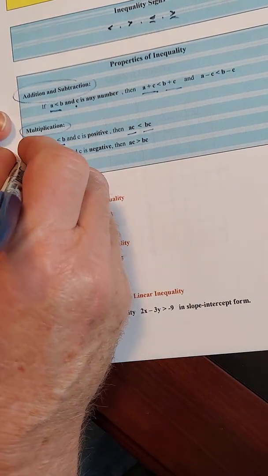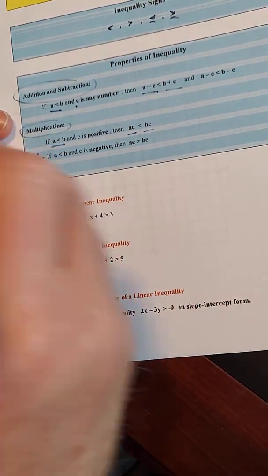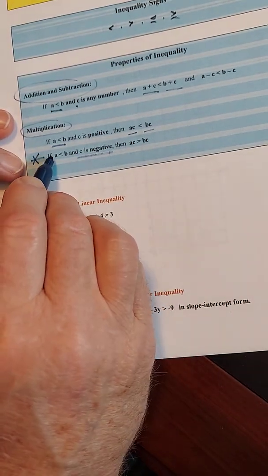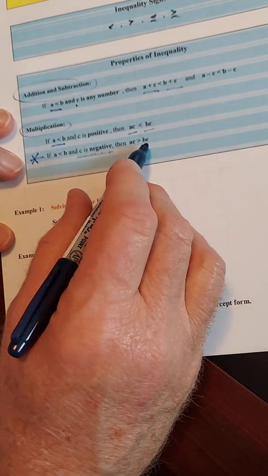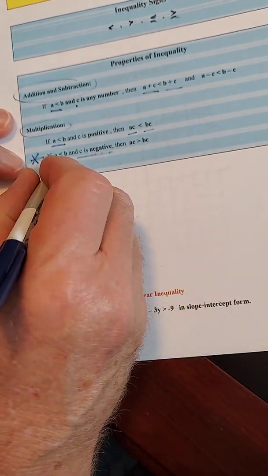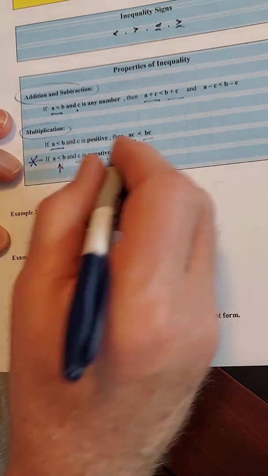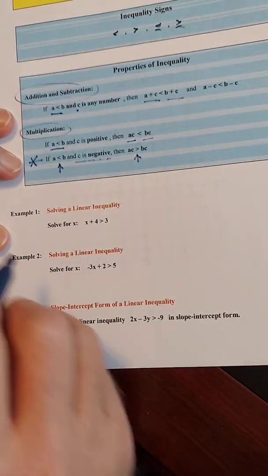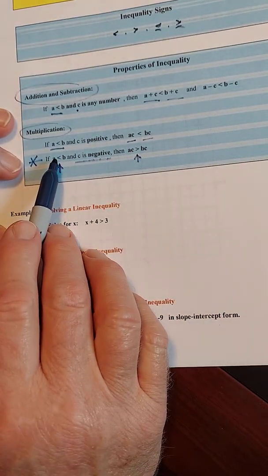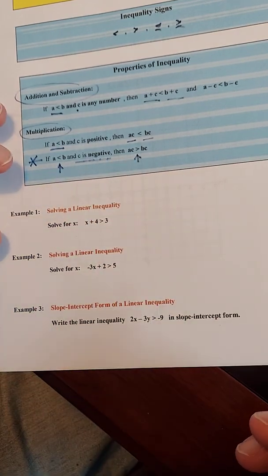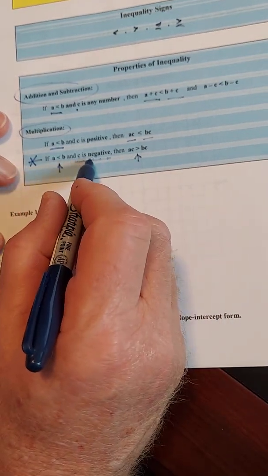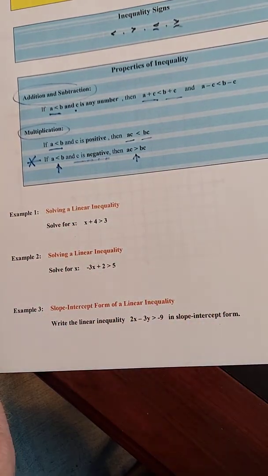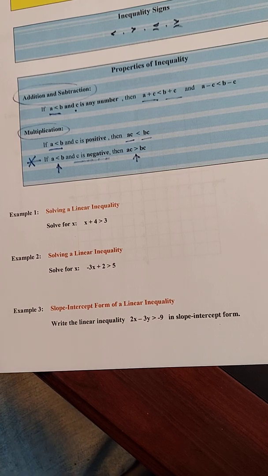Now here's the one you have to worry about. On this one, C is negative. So we're going to take A times C, and you're going to take B times C. But notice this sign started out being less than, and over here it's greater than. And that would be the same thing if this is less than or equal to, and you multiply by a negative, that would be greater than or equal to. So anytime you multiply or divide by a negative, that's going to flip your sign around. That's a little different than what you've seen before, so make sure you make a note of that.